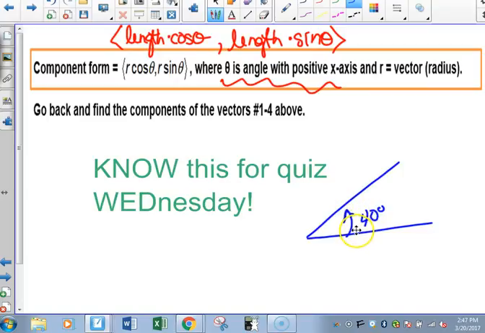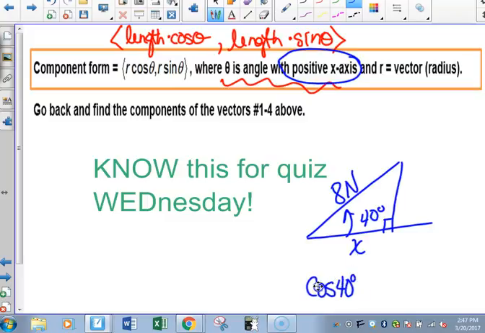When we talked about breaking a vector down into components, as long as you know the angle off the positive x-axis, to break a vector down into components, if you knew this was 8 newtons of force right here, you could find the x component using which function? Cosine. So you could say the cosine of 40 equals x over 8, which means you'd multiply by 8 to find x.